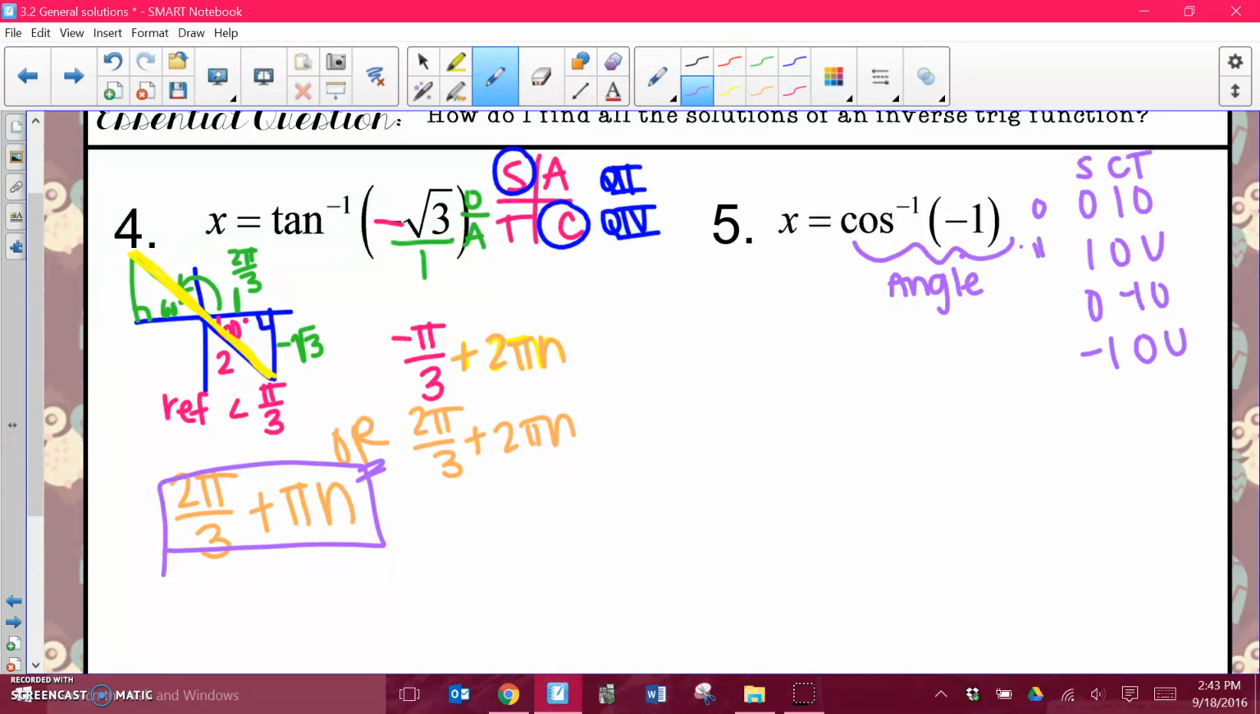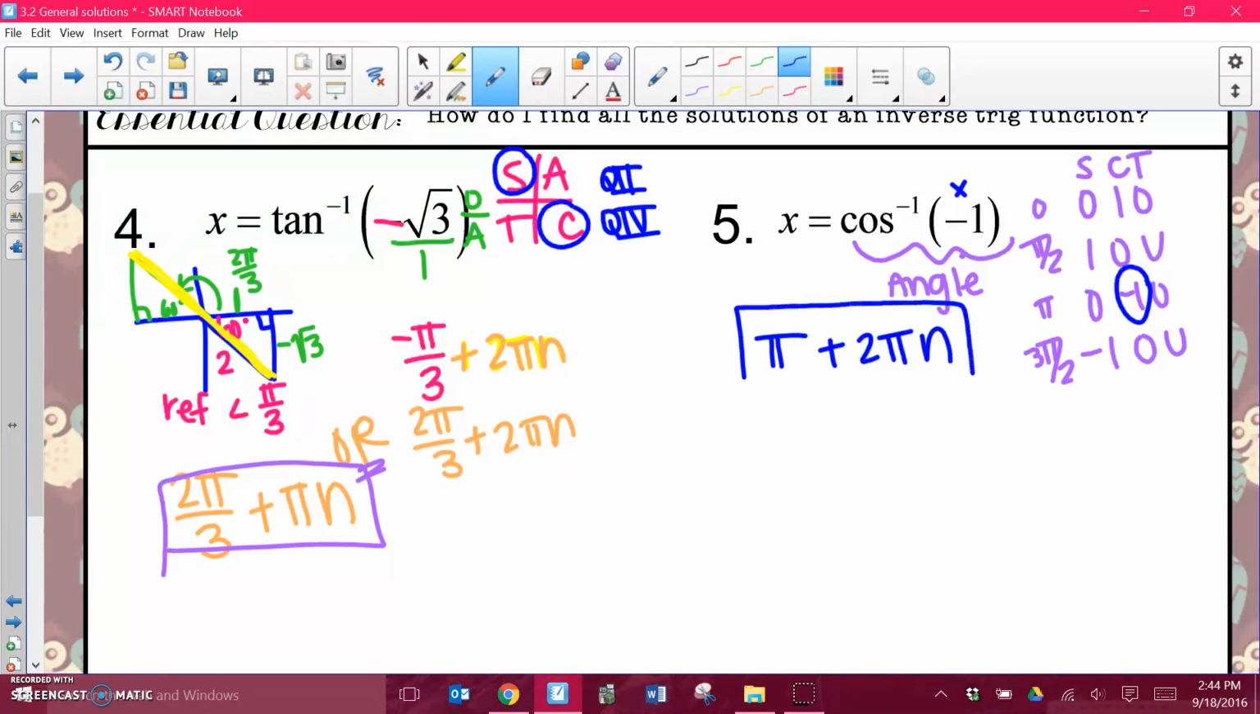So again, this goes 0, pi over 2, pi, 3 pi over 2. And so I can either think about my coordinates, where is my x coordinate going to be equal to -1, or I go on my cosine graph or my cosine column and I find that that should be at pi. Okay, so that's the first solution. I'm going to have pi plus 2 pi n. Now if you notice, there's no other spot in between 0 and 2 pi where my cosine is equal to -1. There's only one solution to this. So this would be my one answer. This would be my general solution.